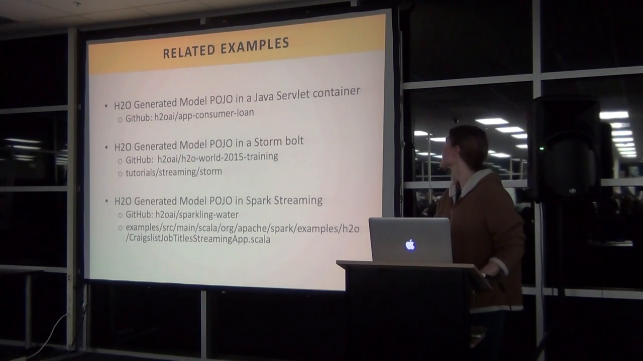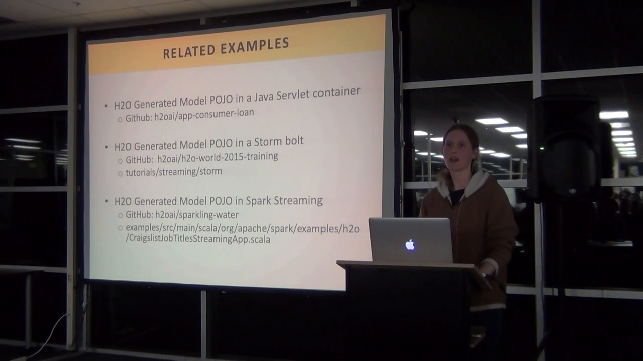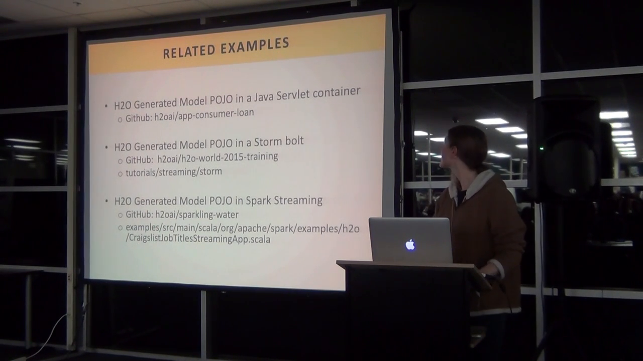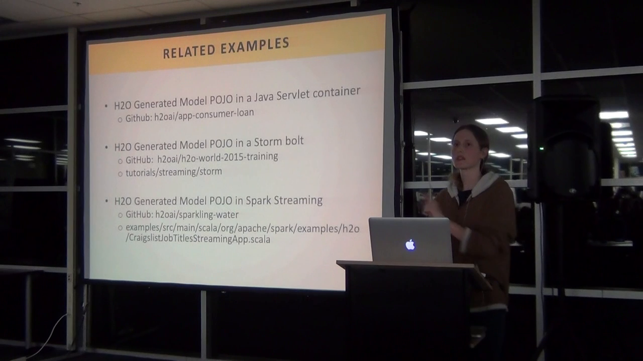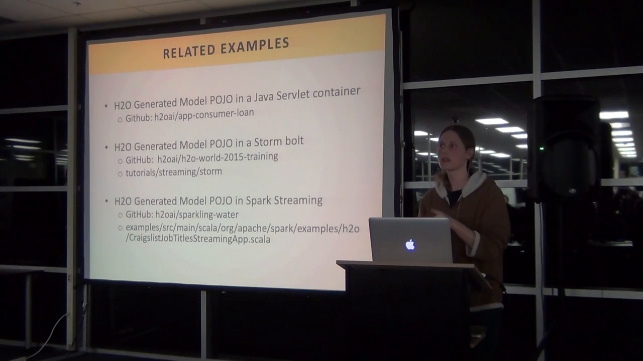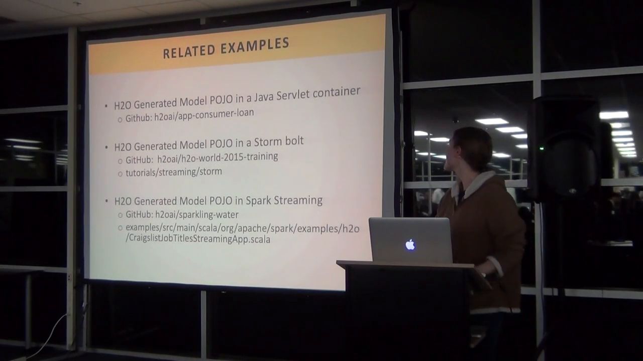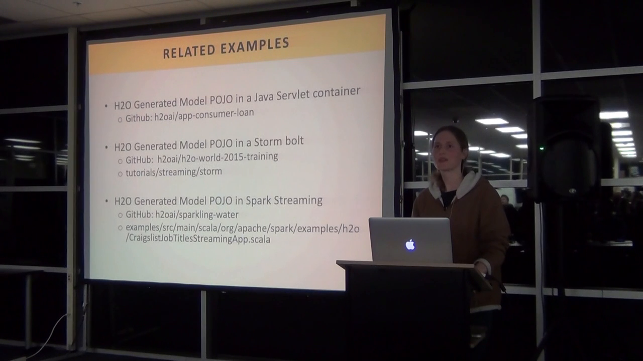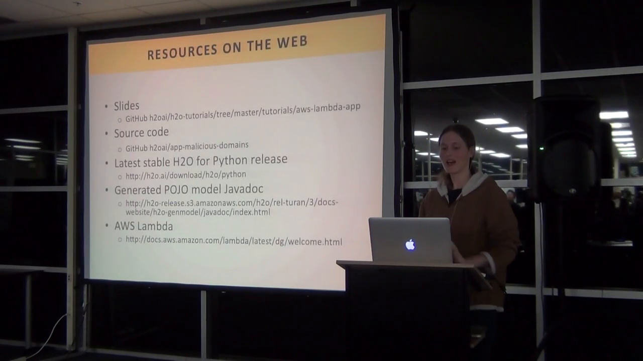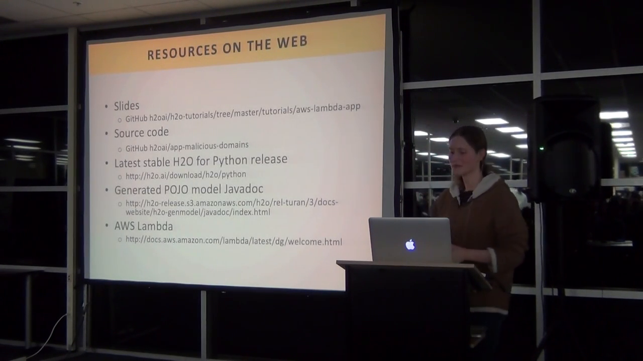So here are other examples of how to use POJOs in other environments besides Lambda. You can do the Java Servlet container. You can do it on Stormbolt, which actually will be shown to you tonight by Spencer. Or maybe streaming, I think he is doing that. One of those. So there are other examples for using POJOs. Here are resources on the web.